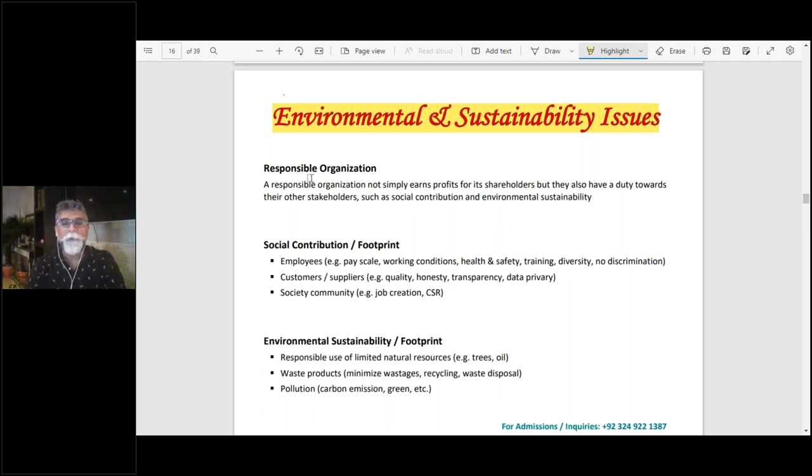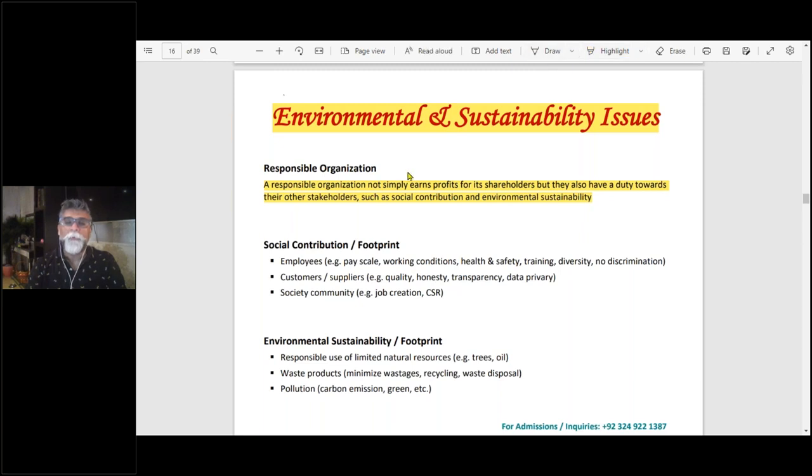So a responsible organization, we already know what it is. I will just read the definition. A responsible organization not simply earns profits for its shareholders, but also has a duty towards its other stakeholders, such as social contribution and environmental sustainability. That's a very nice, balanced definition of a responsible leader or a responsible organization.